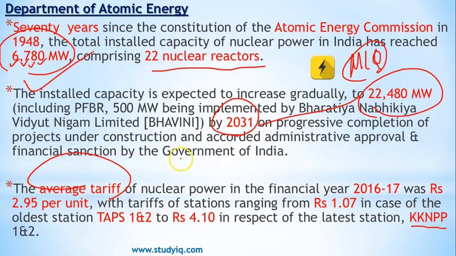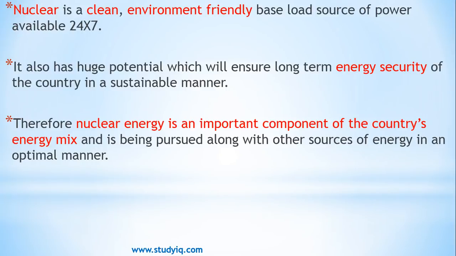The good thing is that the average tariff at present in 2016-17 is 2.95 per unit, which is very low, isn't it? And the older powers like TAPS 1 and 2, the price per unit is 1.07, which is very low. And the Kudamkulam as well, at present it is 4.10, which is not bad. In near future it will go down even further.